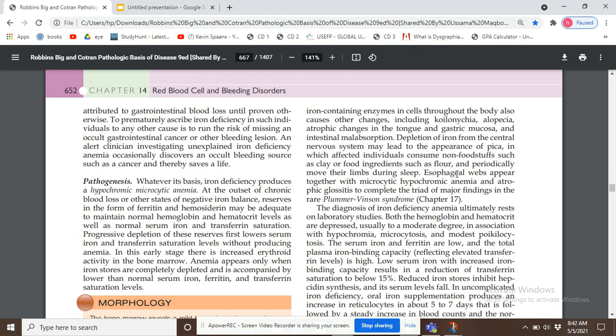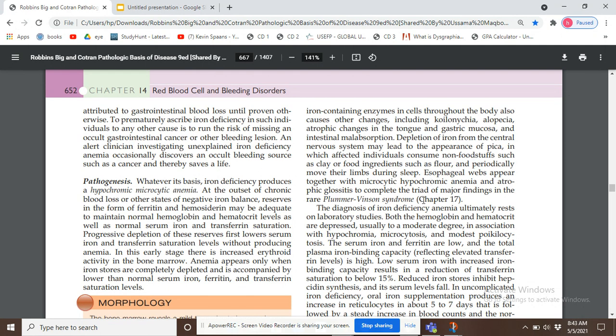Iron deficiency anemia can also be associated with a syndrome called Plummer-Vinson syndrome, also called Paterson-Brown-Kelly syndrome. Paterson-Brown-Kelly syndrome has a triad of dysphagia, iron deficiency anemia, and esophageal webs. Esophageal webs appear together with the microcytic hypochromic anemia and atrophic glossitis to complete the triad of major findings in the rare Plummer-Vinson syndrome.